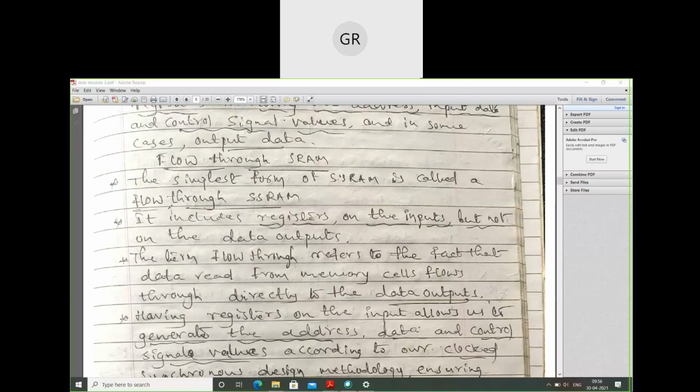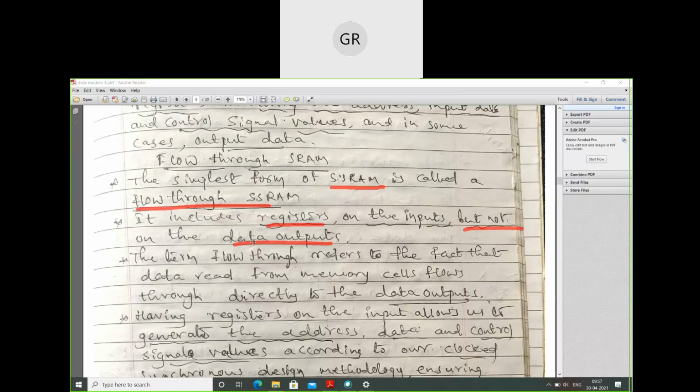Flow-through SRAM. The simplest form of SSRAM is called a flow-through SRAM. It includes registers on the input, but not on the data output. Please remember this. It includes registers on the input, but not on the data output.